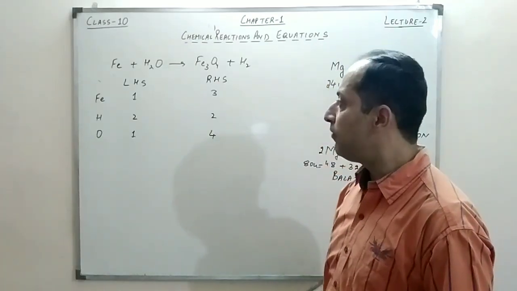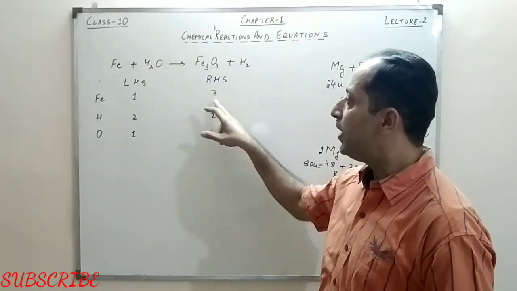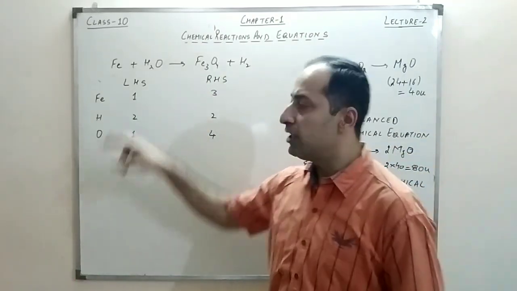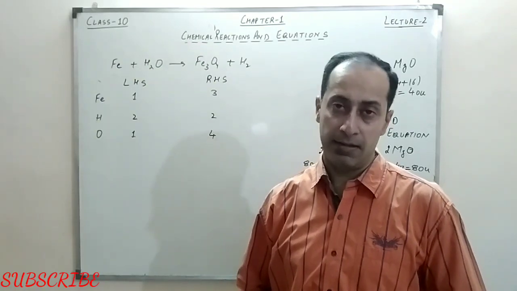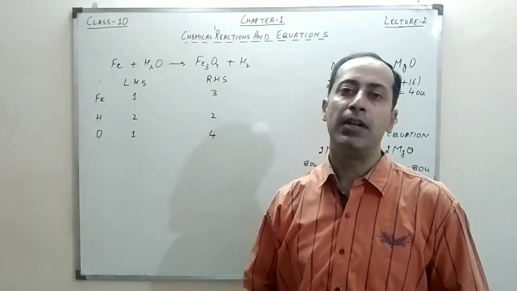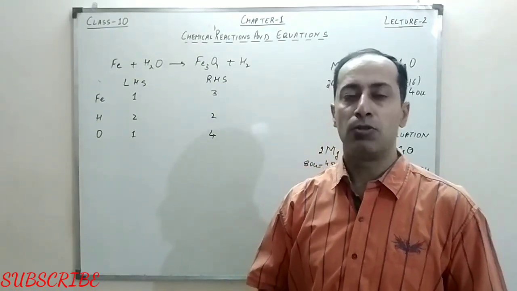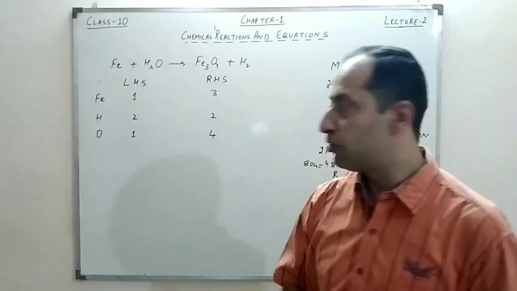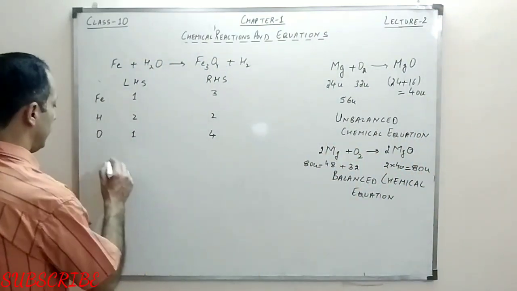For this, if the number of atoms of iron on the right side is 3 and this side is 1, how can I make 1 as 3? I can't add 2, but I will have to multiply it by some number. So I multiply by 3. So I can write here 3Fe.